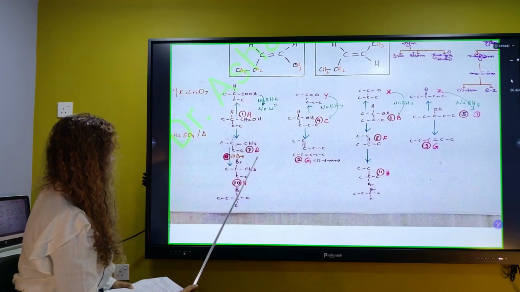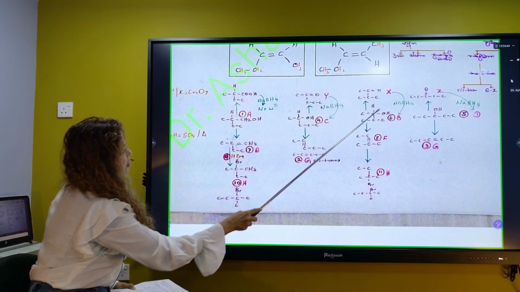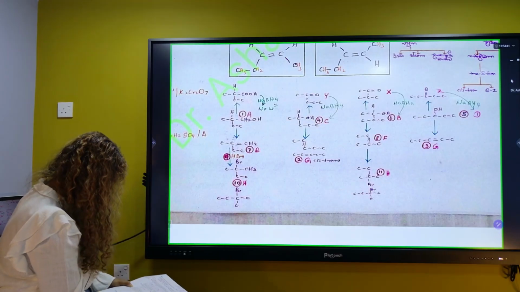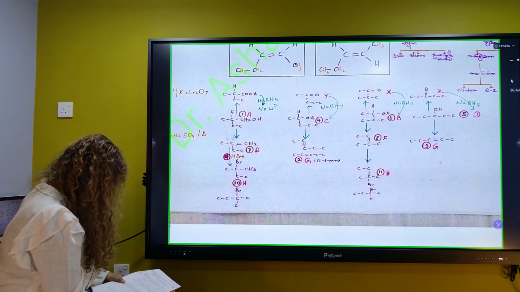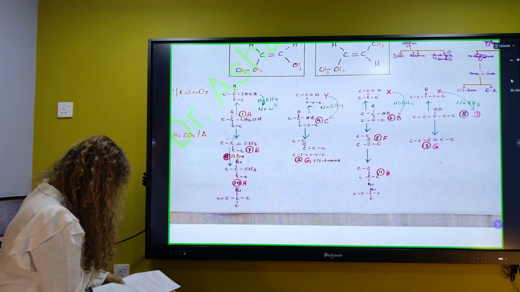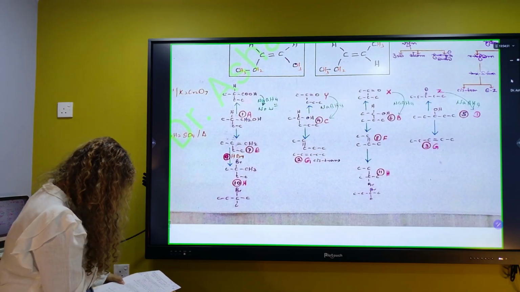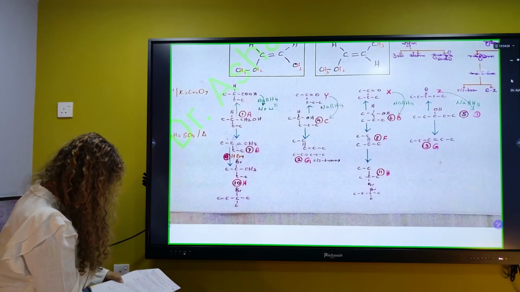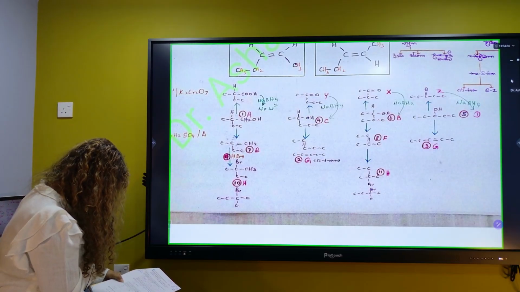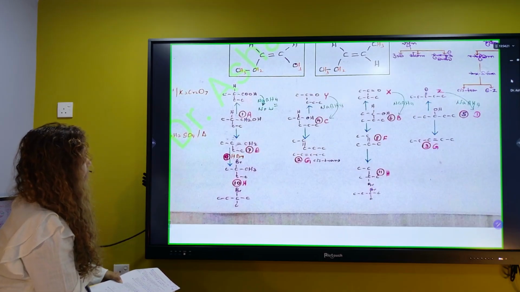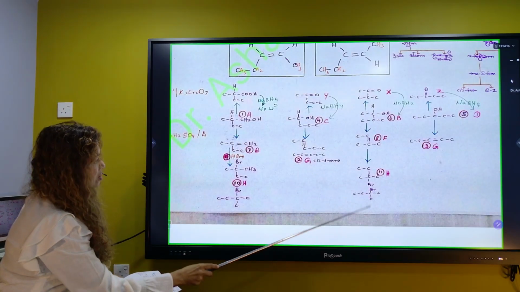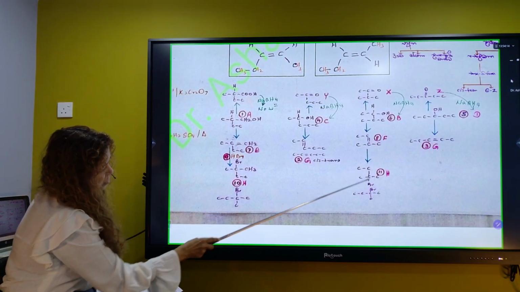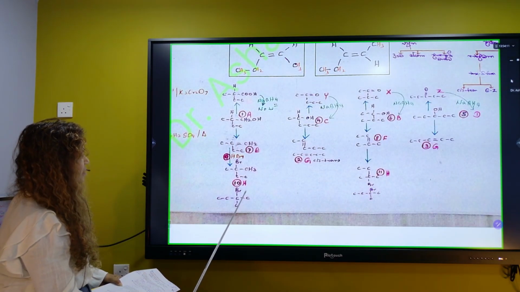Then from A to D to H, B to F to H. G shows diastereomerism. All three compounds E, F and G have molecular formula C5H10. When E and F are reacted with HBr, they give the same H. So this can give this product if you draw the straight line, and that is exactly the same.